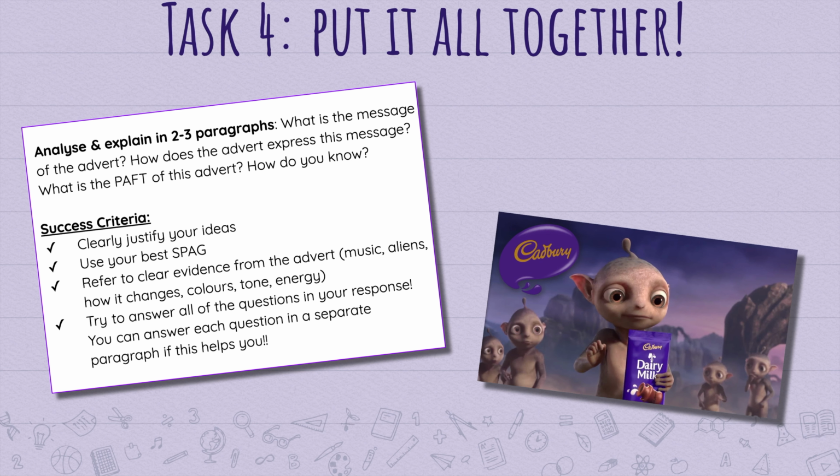I'd like you to look closely at the evidence used on the advert, so the music, the little characters that are used, how the advert changes from start to finish, the sort of storyline, I suppose, of the advert, the colours that are used, the tone, and also the energy levels of the advert as well. So you're thinking about who this appeals to, why it's been made, and also what the message is and how it gets that message across.